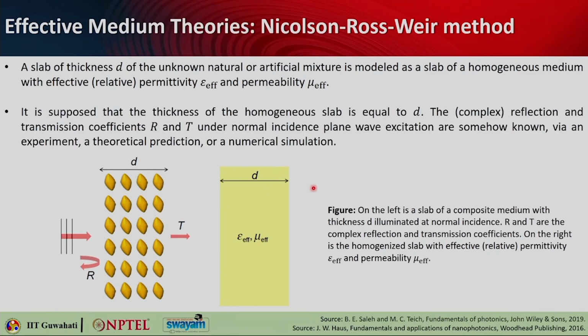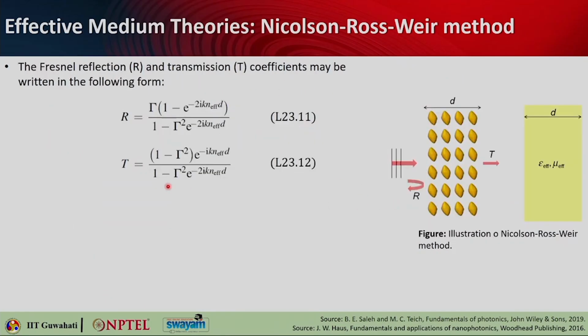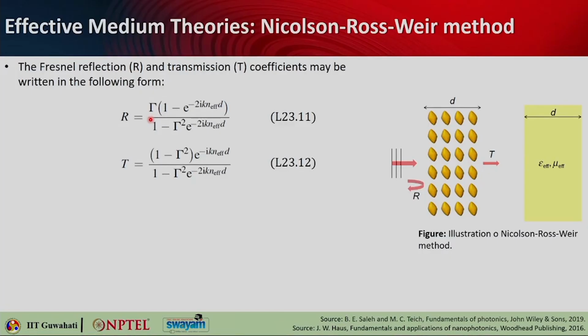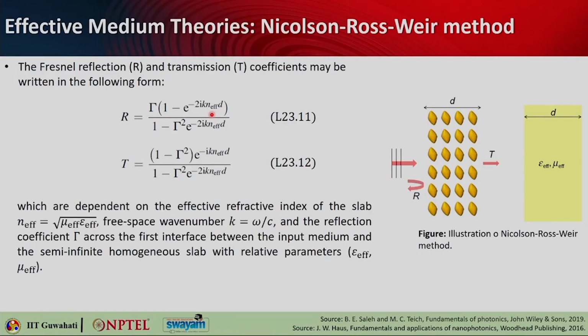So, what you do, the complex reflection and transmission coefficients. Note that in Fresnel theory we used to use small r and small t for coefficients. Here in this particular book they have used capital R, capital T for the coefficients, but you can also change them to small r and small t to follow the continuity. Okay. So, I am just talking about the reflection and transmission coefficients. Okay. So, it depends on gamma as well as some n effective.